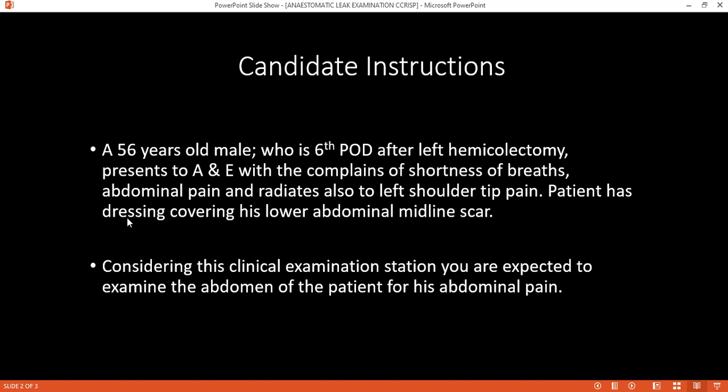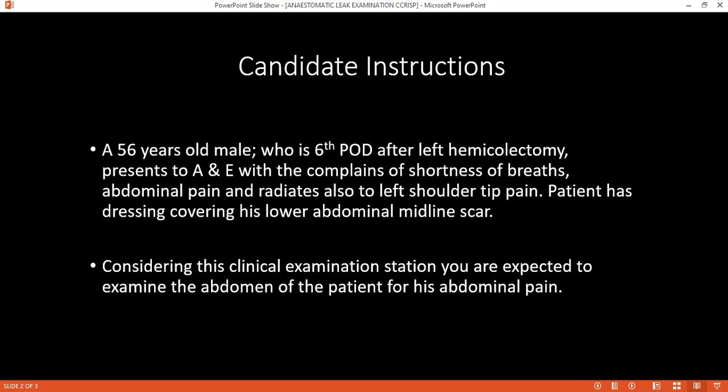And also the patient was having a dressing which was covering. So you were supposed to switch it to the CRISP protocol and carry on, or you should have managed it as the CRISP protocol. Thank you, ma'am. Since we should follow the CRISP protocol, because in this case there's a complaint of shortness of breath and the patient is in painful distress, should I say at the beginning that I am going to follow the CRISP protocol before proceeding with the clinical exam?